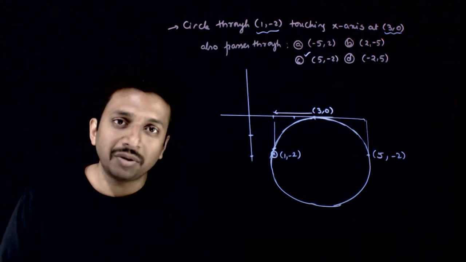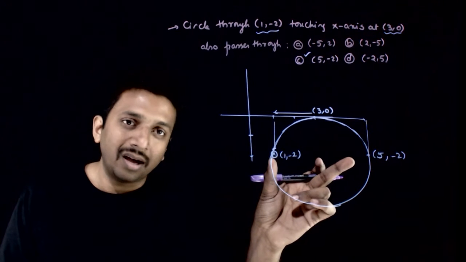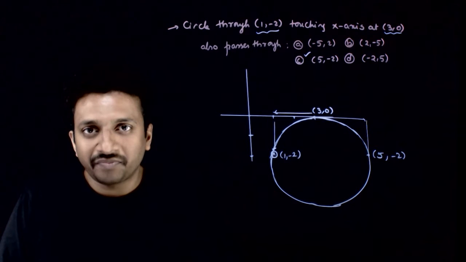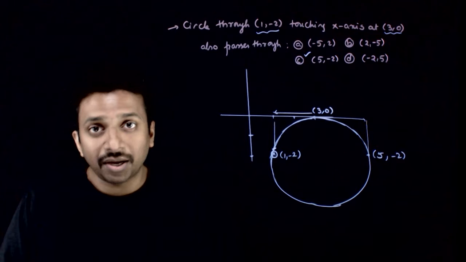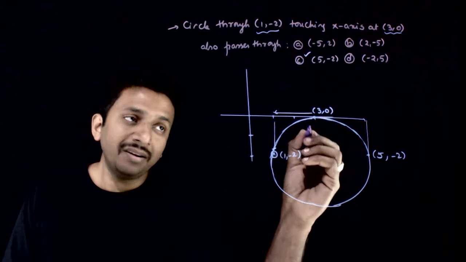So this is one way in which you can get the answer by normal inspection. But if you want to derive the circle and then check for the answer, that can also be done. So how will it be done?